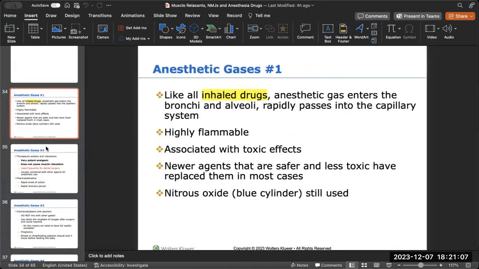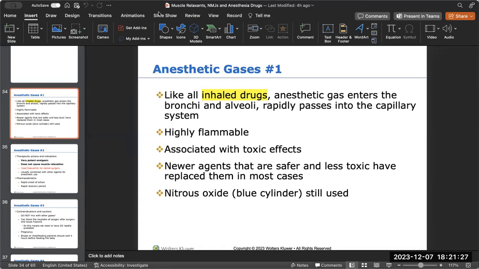Okay, now we have anesthetic gases. These are the ones that we inhale. They're very flammable. They could have toxic effects. Remember, they're working in the lungs, right? Potential respiratory problem because you're inhaling them, which means they're going directly into the alveoli of the lungs.